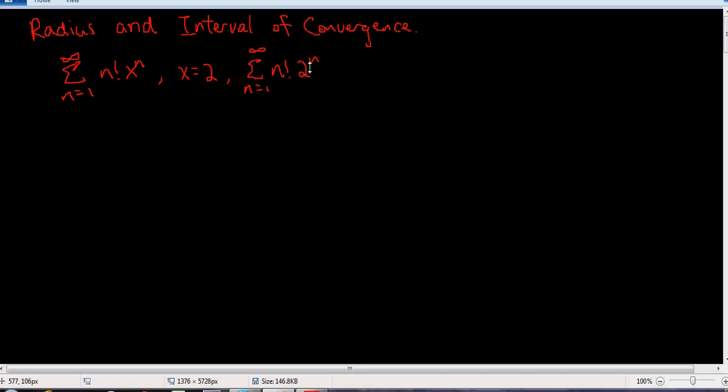So what happens here as n gets really, really big? Well, we know n factorial goes to infinity, and we know 2 to the n goes to infinity. So infinity times infinity, well, just gives me a bigger infinity. So the whole point is this is not going to converge. No way. So we already know for values like 2, 5, 100, it's not going to converge.